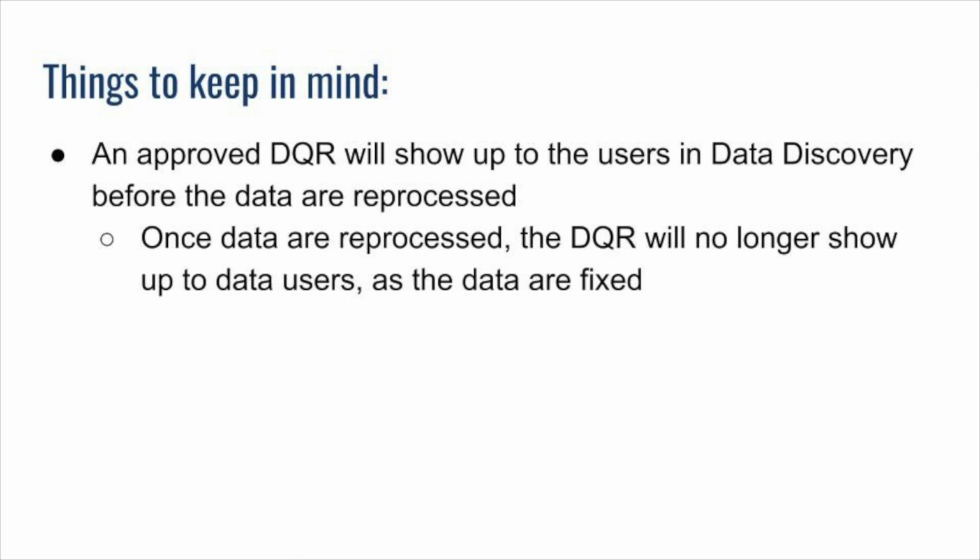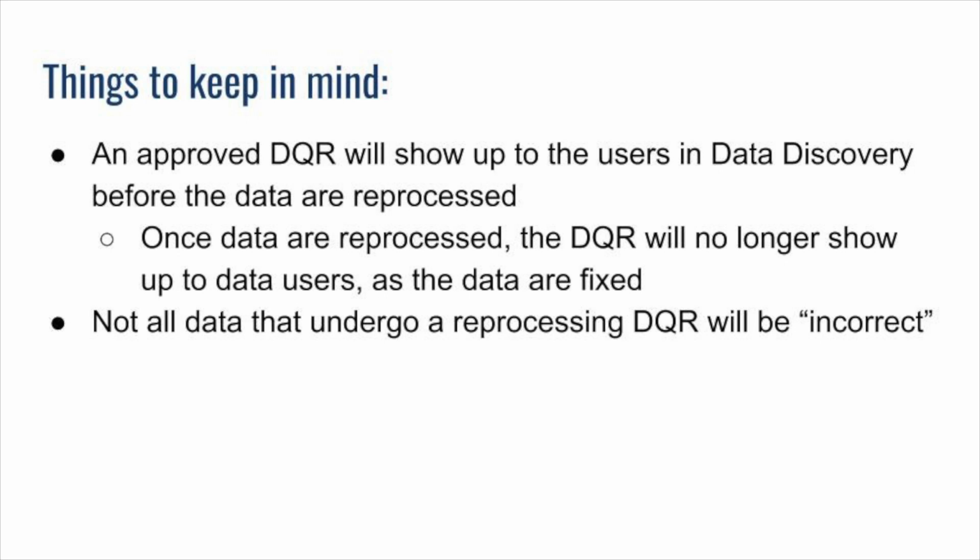The data are fixed. Not all data that undergo a reprocessing DQR will be incorrect. Sometimes the existing data itself is fine, but the data needs to be reprocessed so that missing higher level data will be generated, for example. Be sure to choose the correct quality category to accurately reflect the status of the data included in your specific reprocessing DQR, and make it clear in the description box if there is no effect on data quality.